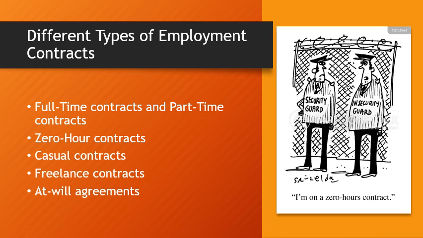Zero-hour contracts are offered to employees who will be essentially on call. They only work when work is available, so their schedule can be irregular, which is why our guard on the right is an insecurity guard. His work schedule is not as secure, consistent, or reliable as others.